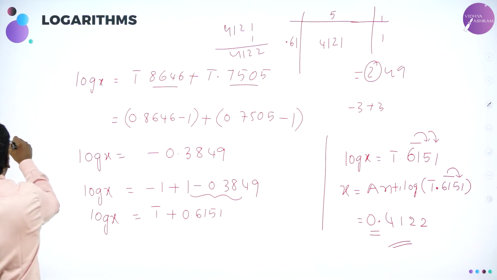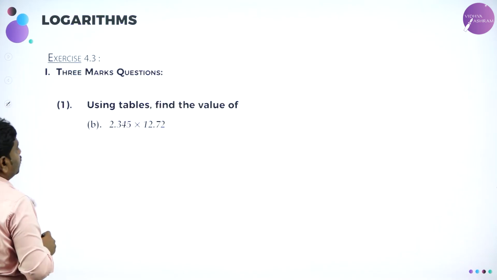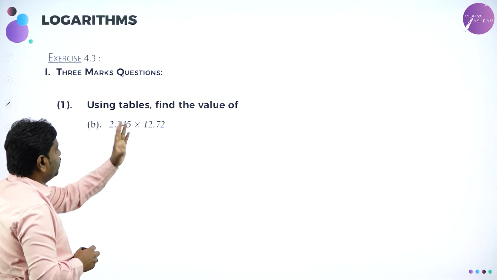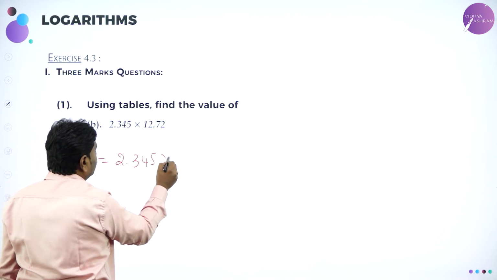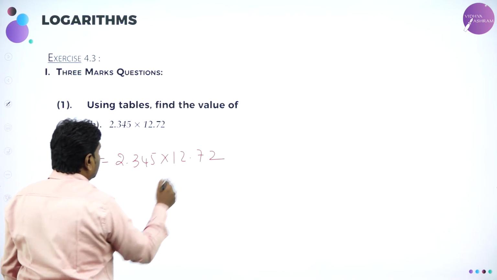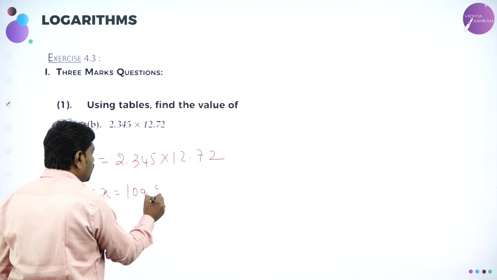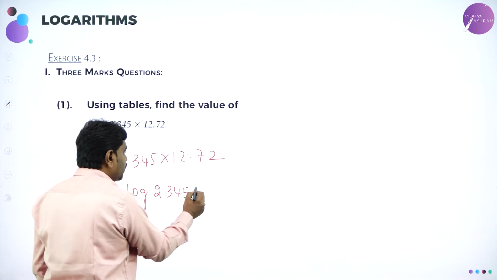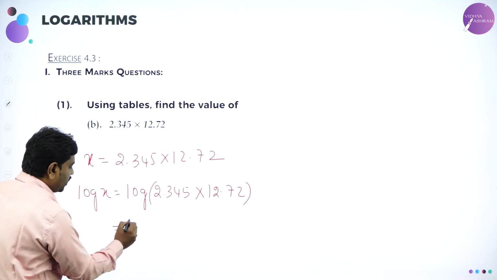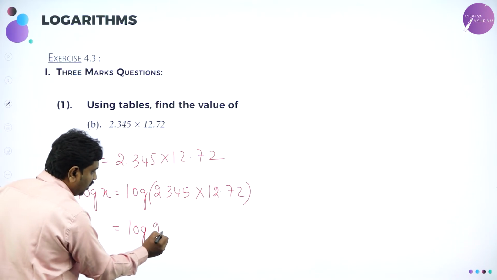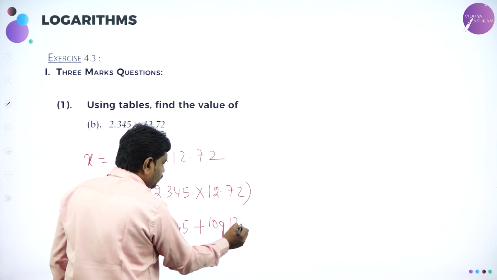I will give you the next problem and I will leave a part of it for you to solve. Using log table, find the value of this. So take x is equal to 2.345 into 12.72. Apply log on both sides, so log x is equal to log of 2.345 into 12.72. All of you know log a into b is log a plus log b. Log 2.345 plus log 12.72.